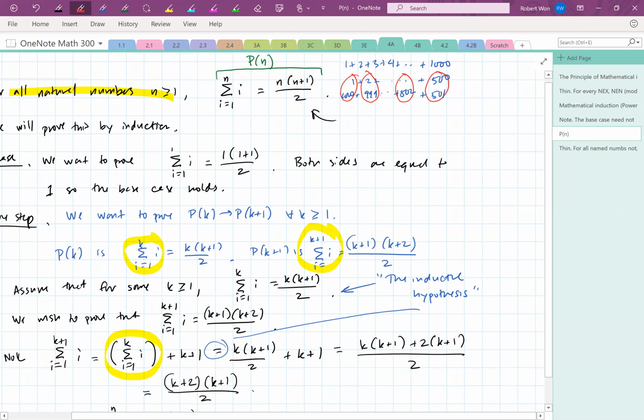And how many are there? There are 500 pairs of 1,001. Right, so this is 1,001, this is 1,001, this is 1,001. And there's one up to 500, so there's 500 of these. So this formula is 500 times 1,001.